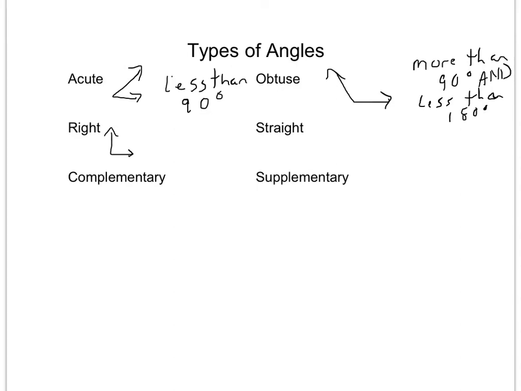Okay? A right angle looks like this. You will normally know it's a right angle because it's got a little box in it, and that is exactly 90 degrees. A straight angle looks like this. It looks like a straight line. They may give you a little angle measure there, and that is exactly 180 degrees.